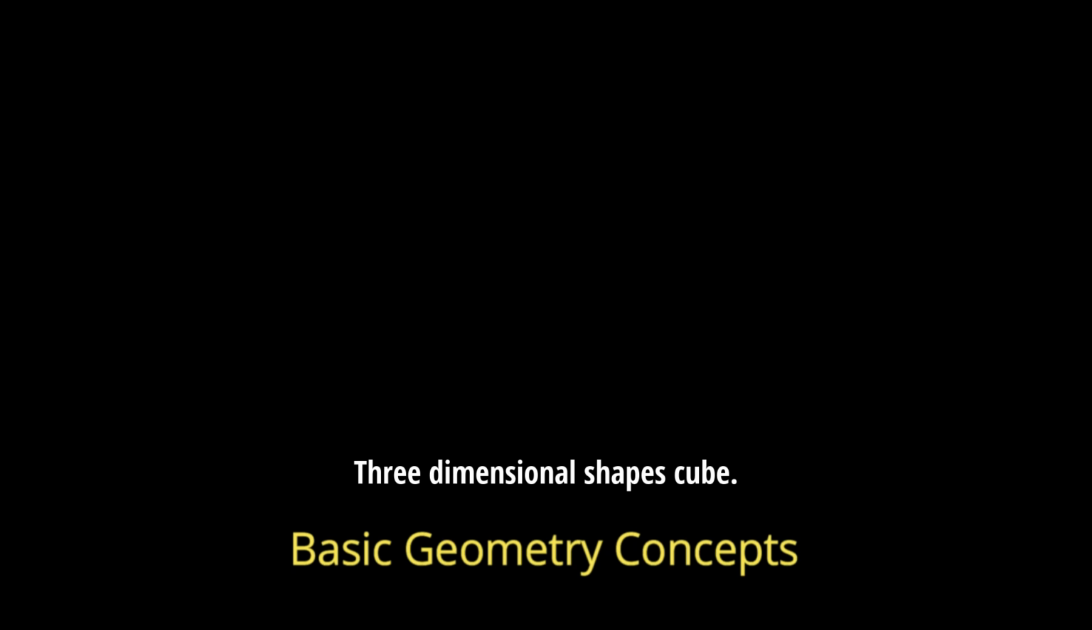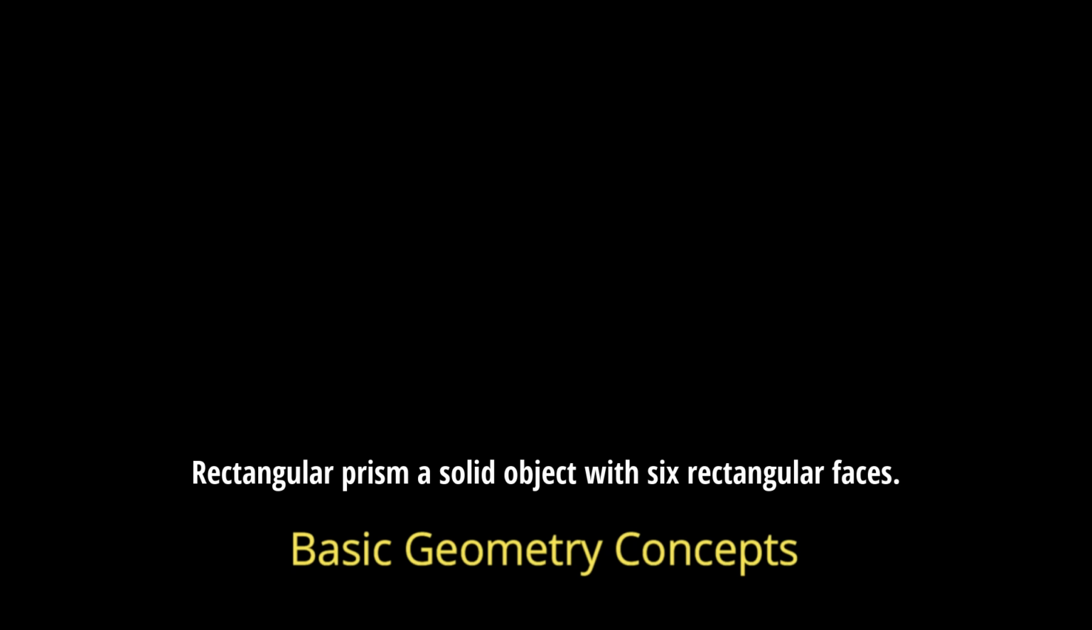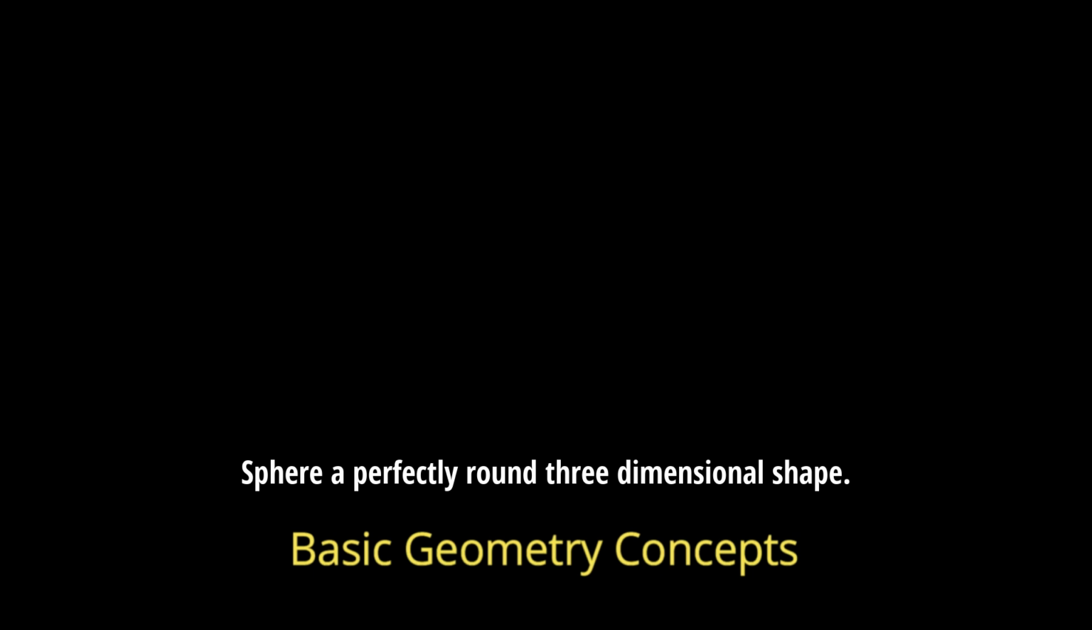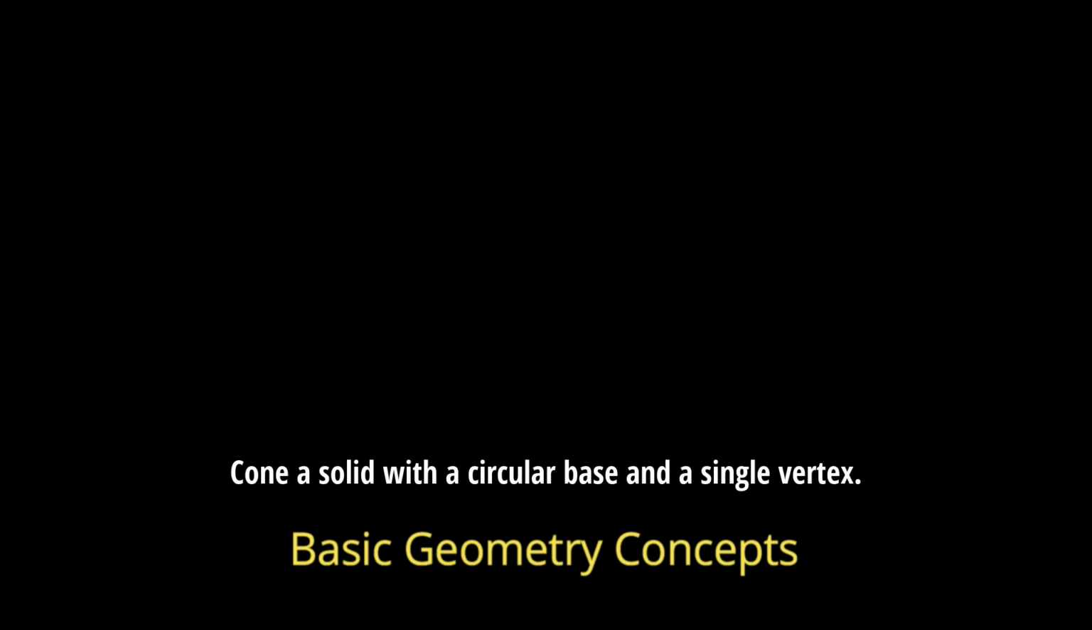3-dimensional shapes. Cube. A solid object with 6 equal square faces. Rectangular prism. A solid object with 6 rectangular faces. Cylinder. A solid with 2 parallel circular bases, connected by a curved surface. Sphere. A perfectly round 3-dimensional shape. Cone. A solid with a circular base and a single vertex.